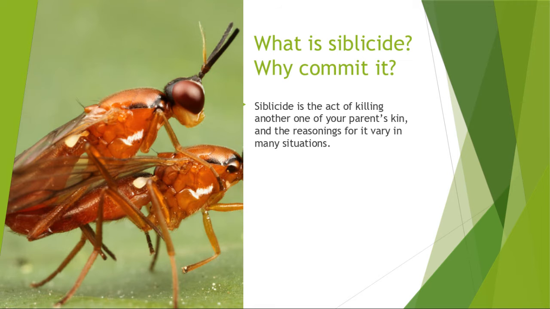So we're going to begin with sort of tying it into what we learned in class. What is siblicide? Why commit it? Well, siblicide, in just the general definition, is the act of killing one of your siblings. Simple as that. But in the world of behavioral ecology, there's multiple different reasons as to why you might do this. It could be to gain sexual dominance. Could be out of resource competition. It could be out of multiple different things.